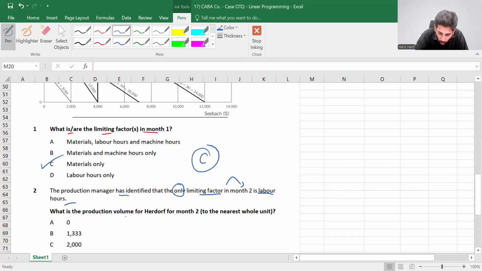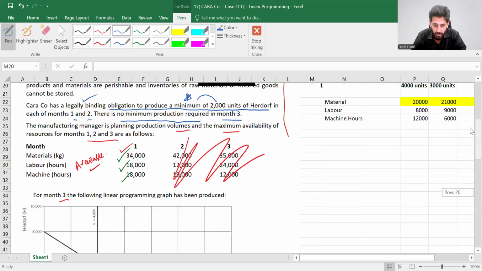What is the production volume for Heard of for month 2? Now please remember that I am making the entire production plan, but the question is only asking for the Heard of for month number 2, right? But please ensure that you take the data for month 2. So let's now move towards month 2.